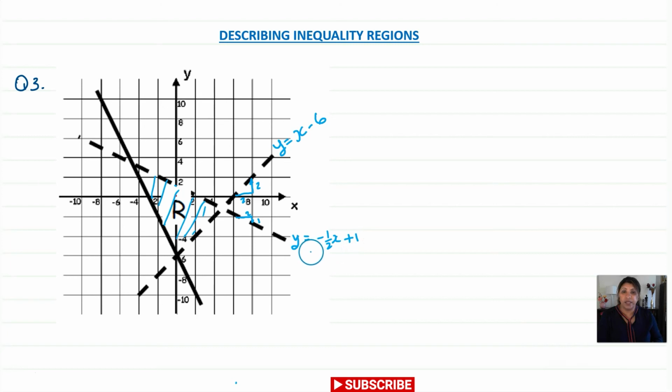And for the last line, y is equal to, what's the gradient for this one? Well, let's try and find a clean point. So here, we can see it's going 2 that way and going down 4. So gradient is -4/2, which is going to be -2x. And where does it cross the y-axis? It crosses the y-axis at -6. So this line is -2x, take away 6.